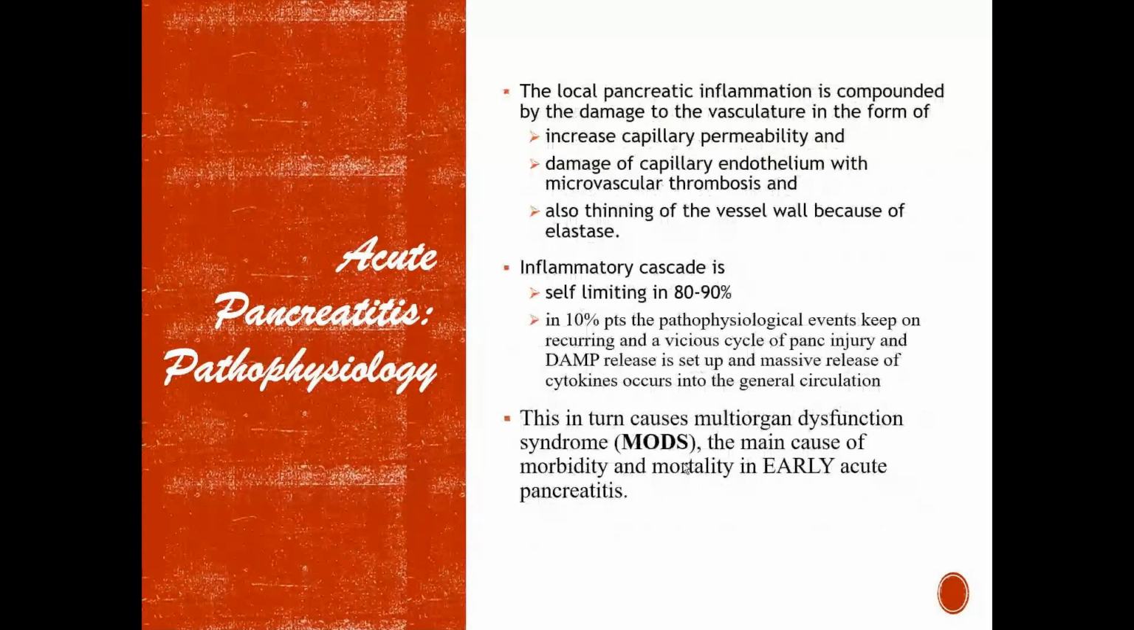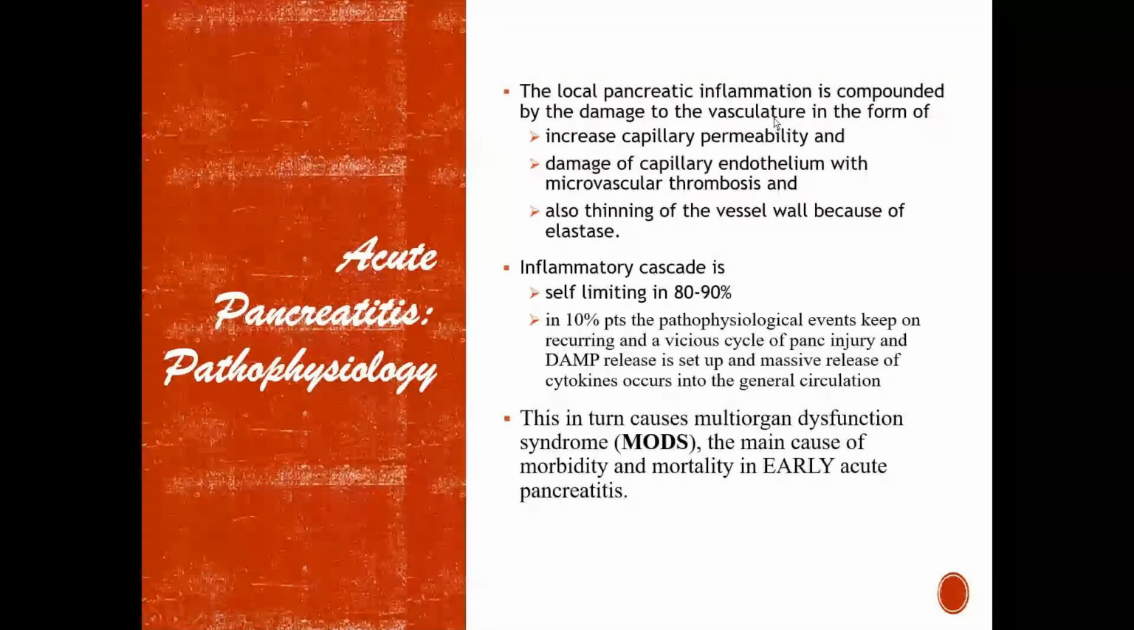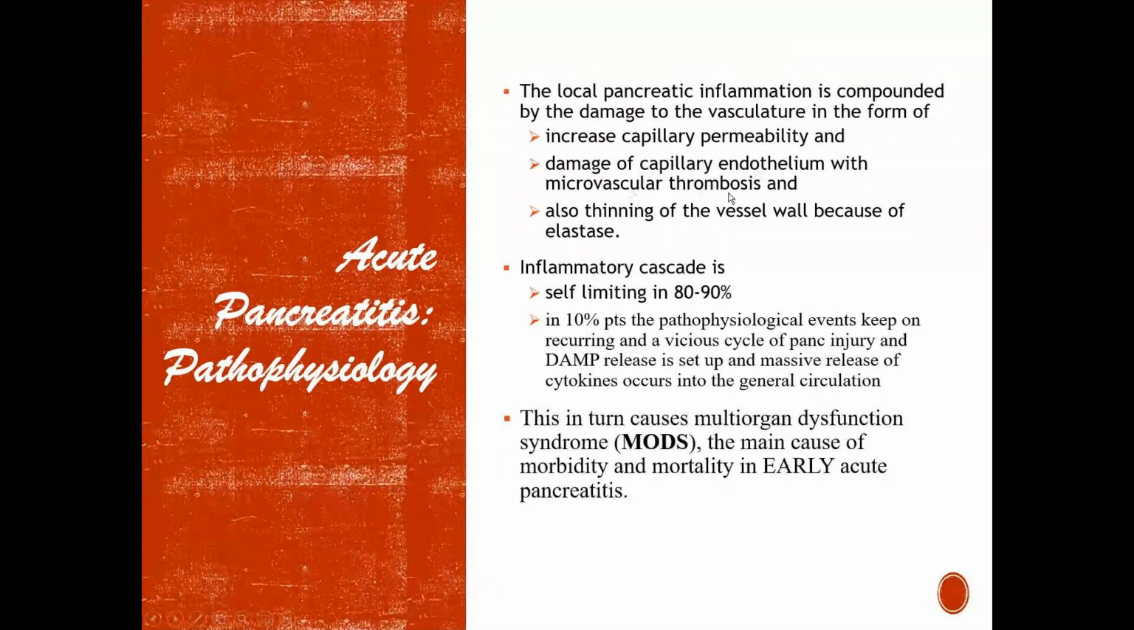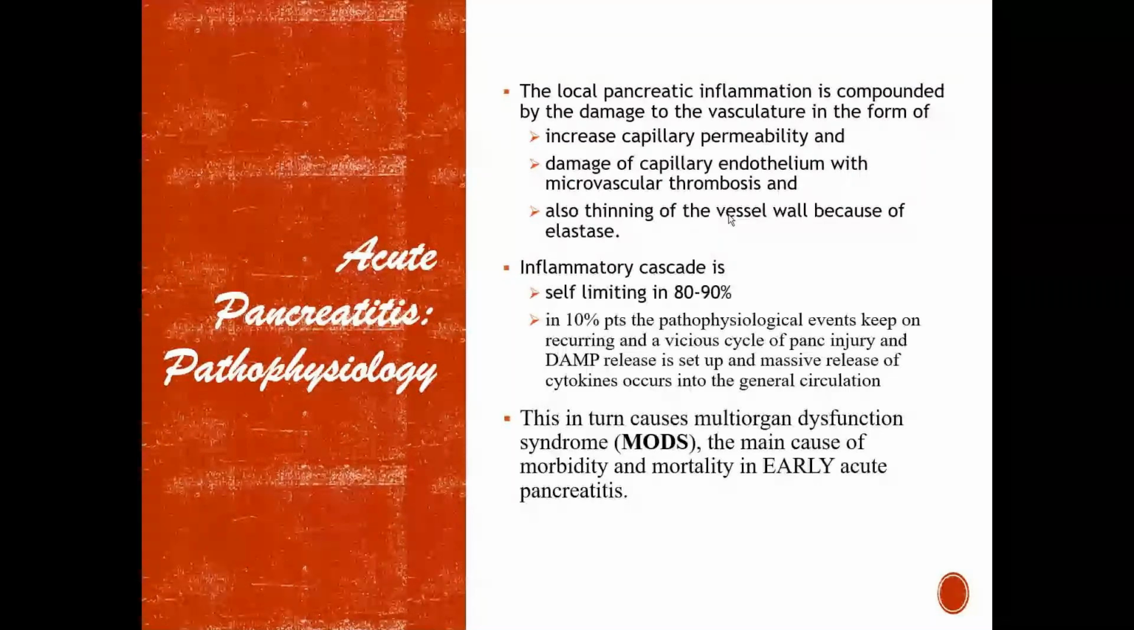The local pancreatic inflammation is compounded by damage to the vasculature. Now remember, these are all enzymes and they also act on the blood vessel. So apart from the vasodilation, there's also damage to the capillary endothelium, leading to microvascular thrombosis, increased capillary permeability, and thinning of the vessel wall because of the elastase. All this leads to damage and local hemorrhages, local blockage of the blood vessel, further decreasing the blood supply to that particular area of the pancreas.